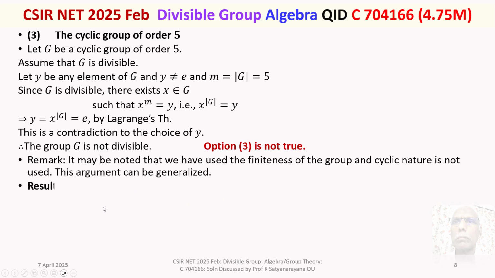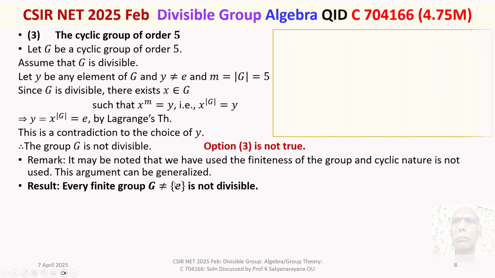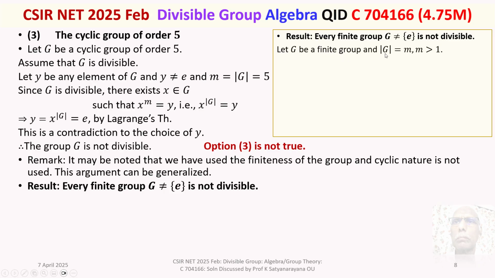And what is the general result you can get? Every finite group G not equal to the identity element alone is not divisible. That's the result. And the proof is just the same as what we have given here, but however, I'll show you very quickly. Let G be a finite group, order of G equal to m greater than 1. Assume that G is divisible. Let y be any element of G, y not equal to e.